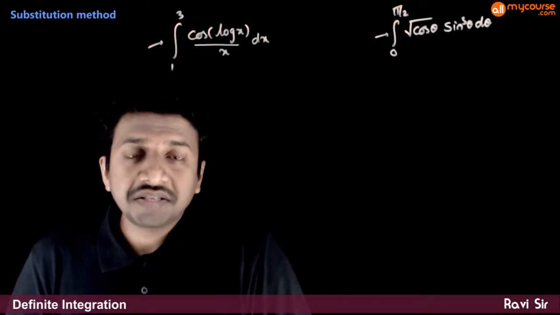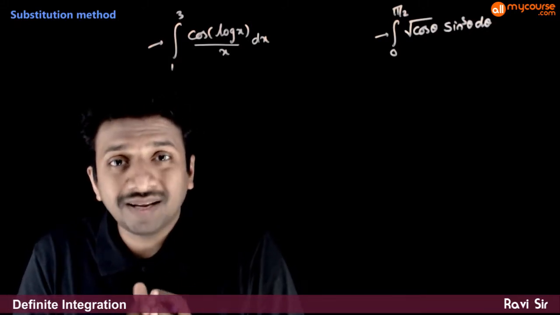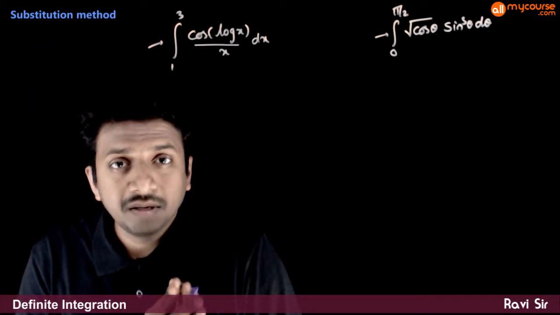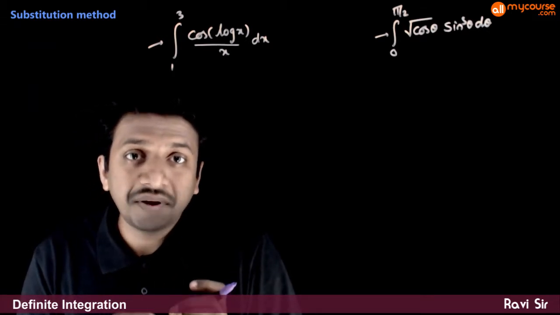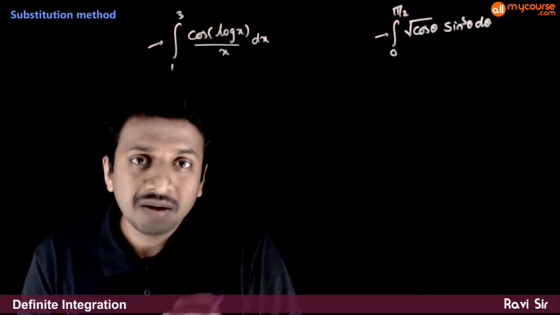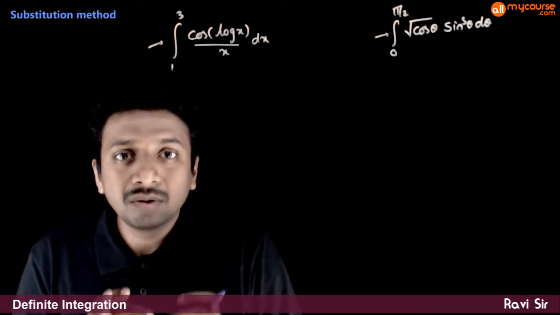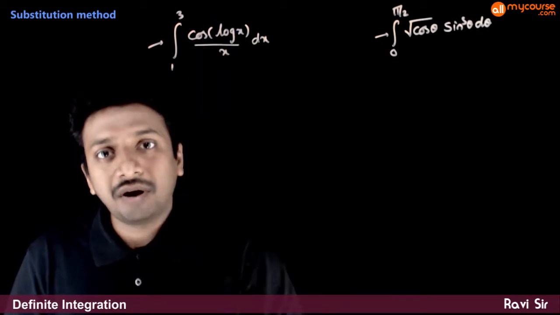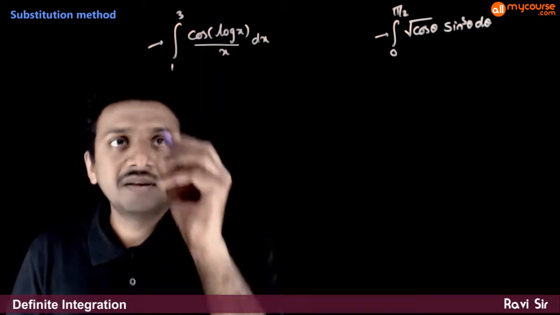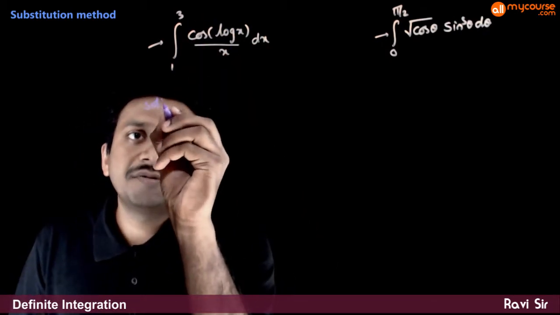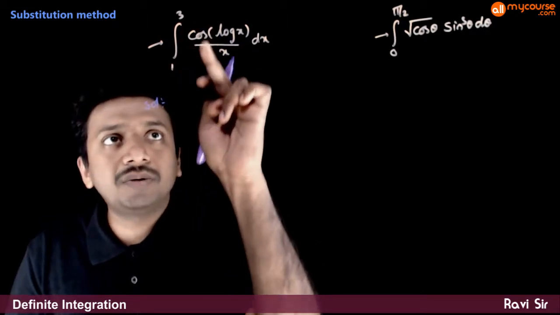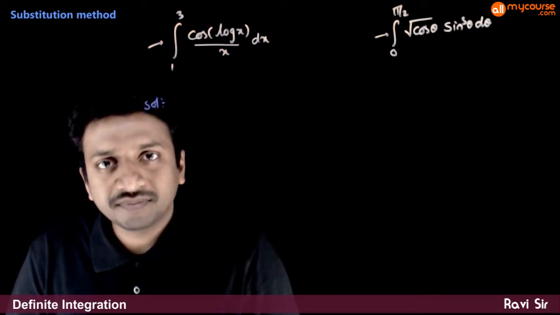Now let us try to understand how to use the substitution method in definite integration. It is similar to what we have done in indefinite integration. The difference is that the substitution should also go with the limits of the integral. For example, you have the integral from 1 to 3 of cos(log x) by x.